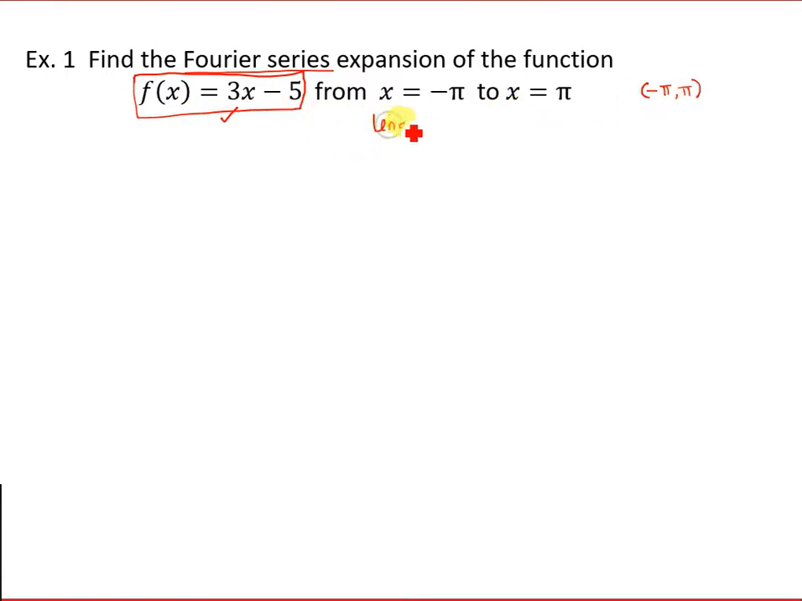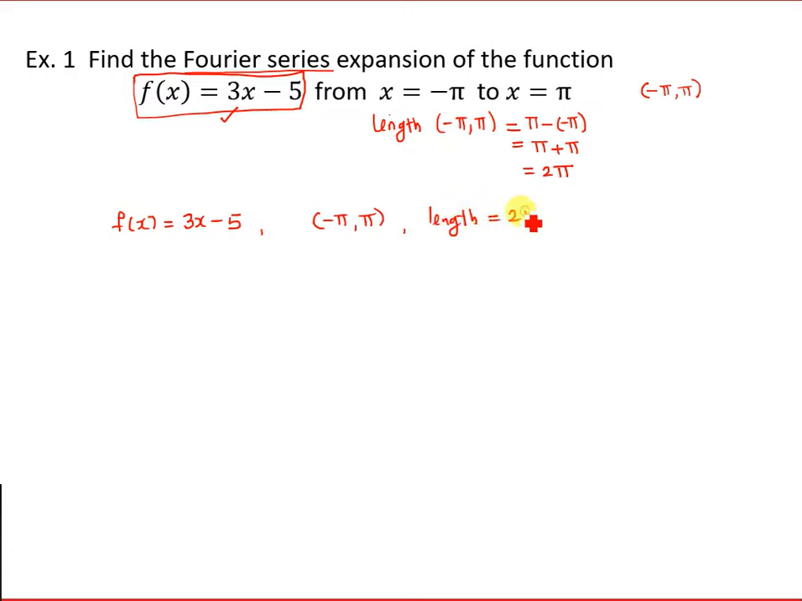So what will be the length of the interval minus pi to pi? Again, using the same formula, how do we find it? When we are finding the length, it is pi, which is the higher number, minus the other number, which is minus pi. So minus minus becomes plus, pi plus pi. This gives you 2 pi. Okay, so we say that f of x is the function given by 3x minus pi. Interval is minus pi to pi, and length of the interval is 2 pi.